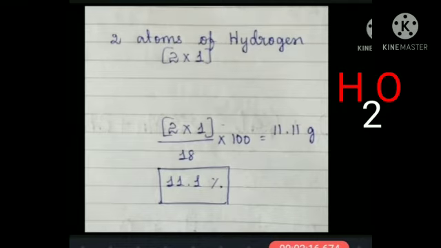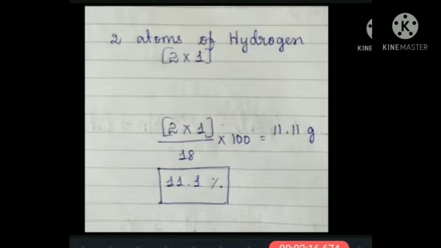Next we have to find out the percentage composition of hydrogen, only hydrogen in water. The molecular formula is H2O. So here we have to see only the hydrogen. Hydrogen's weight we have to write in the numerator. How many hydrogen atoms? 2. So 2 into 1 divided by 18. This 18 is nothing but the relative molecular mass of water.